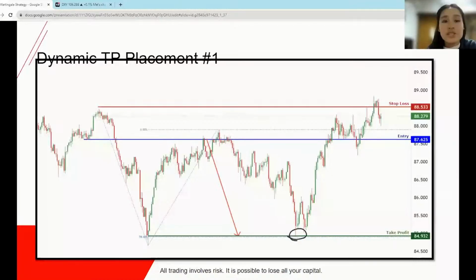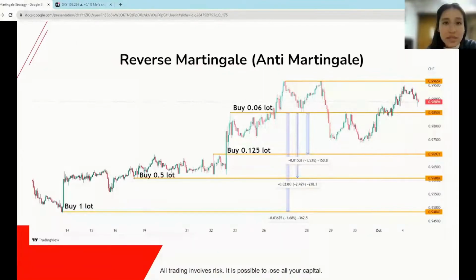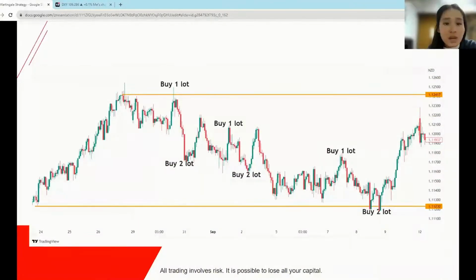Okay, so similarly, let me go back. If I'm applying it to maybe over here, our martingale strategy, my entry point would probably be here, right? If I'm going in for a buy. And then my stop loss would probably be somewhere up here, since my previous price has reached this resistance level. So my stop loss would probably be beyond it in order to make sure that I don't get stopped out in case price breaks out.